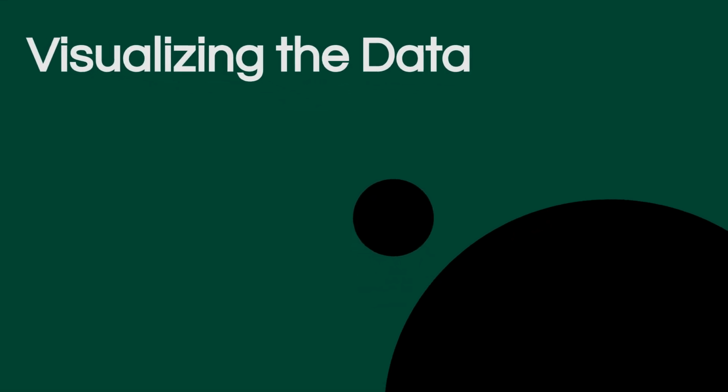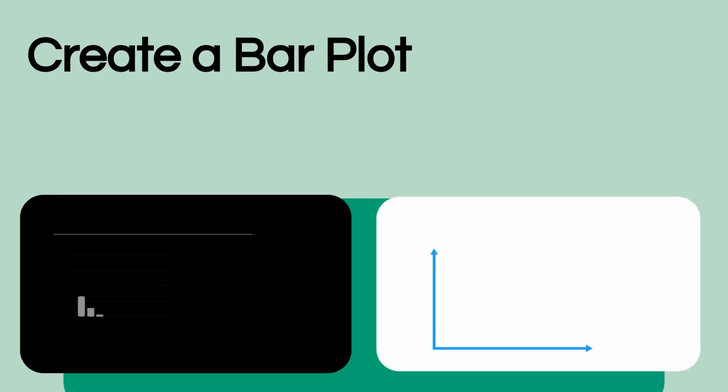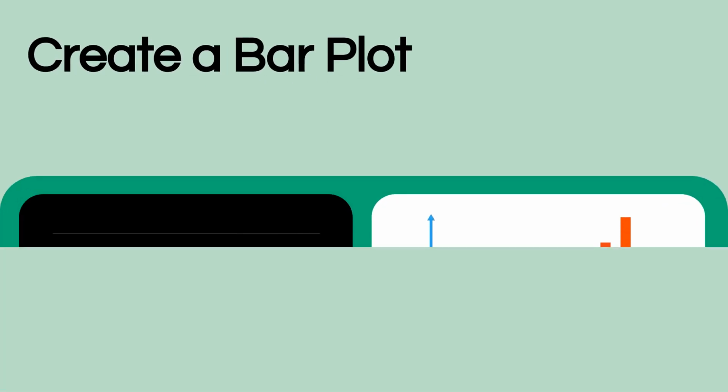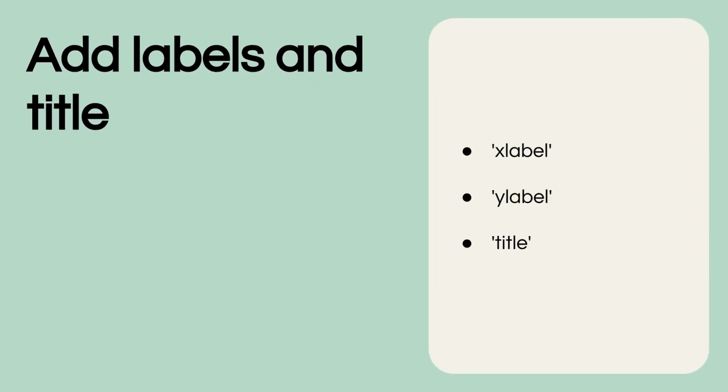Now that we have our calculated sums, let's visualize the data to see the trend. We'll use the "bar" function to create a bar plot, which is a great way to display sequential data. Always remember to label your axes and add a descriptive title to make your plot understandable.